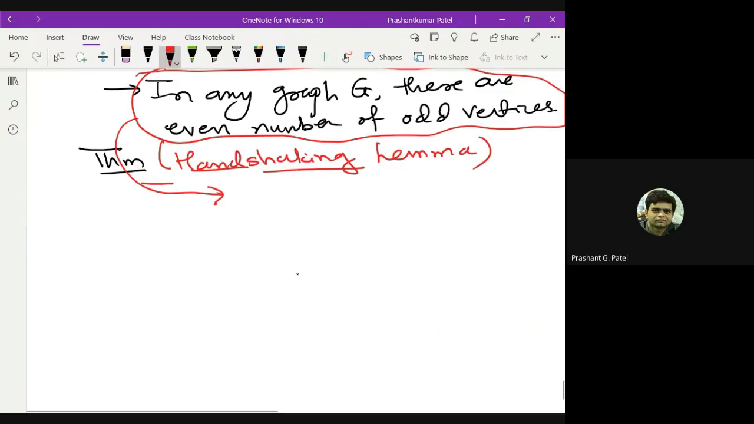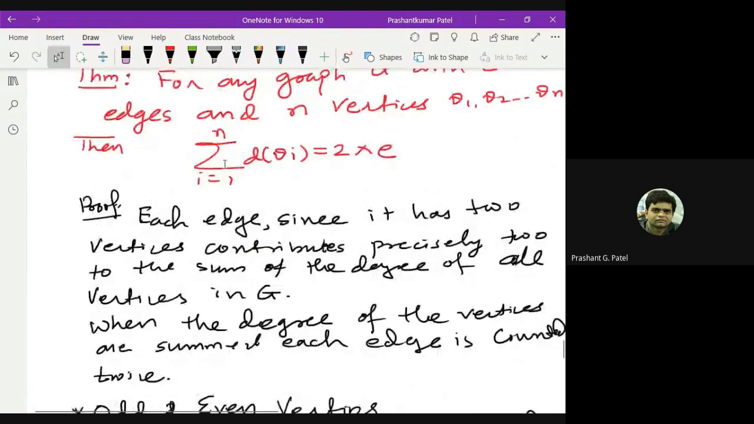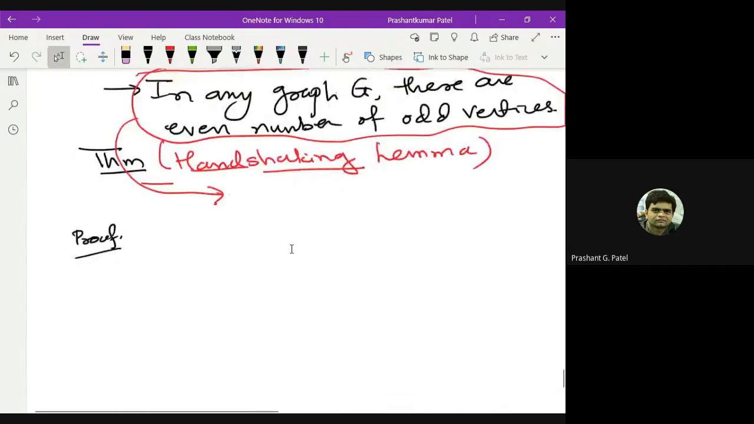How to prove this statement? It means in any graph G, there are an even number of odd vertices. How to prove this? We have already discussed that earlier. In this theorem, we have seen that the sum of all degrees will be 2 times the number of edges. Okay. So let G be a graph.